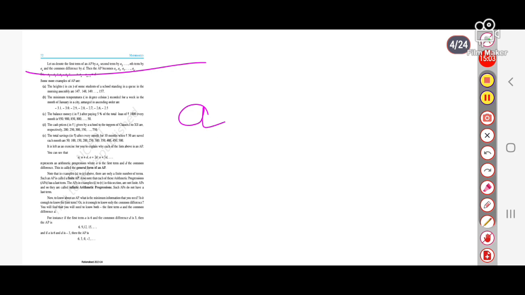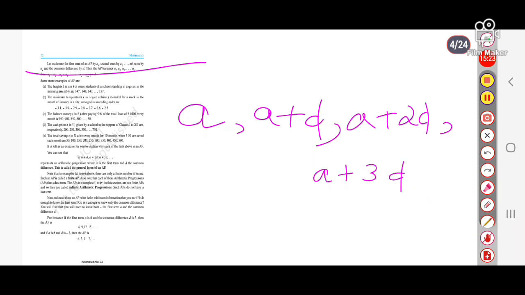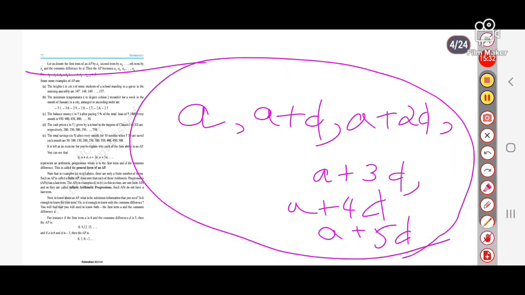So the general form: the first value, as I told you, is A. The next value will be A plus the common difference D. The next value will be A plus 2 times the common difference. This you will understand when we solve the sums in the upcoming exercise. Then the next will be A plus 3D, then A plus 4D, A plus 5D. It goes on, right? This is the general form, or general expression, of the arithmetic progression.